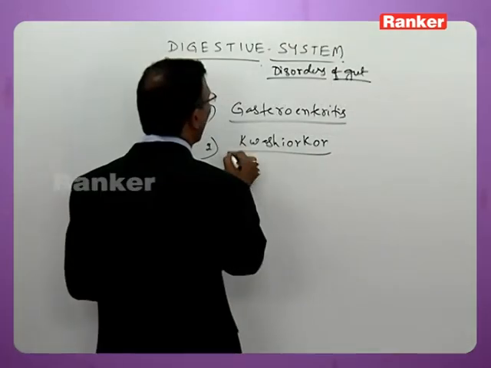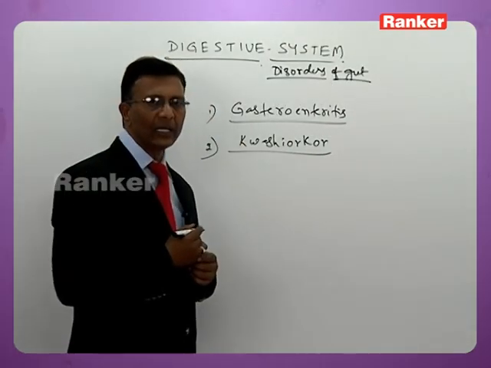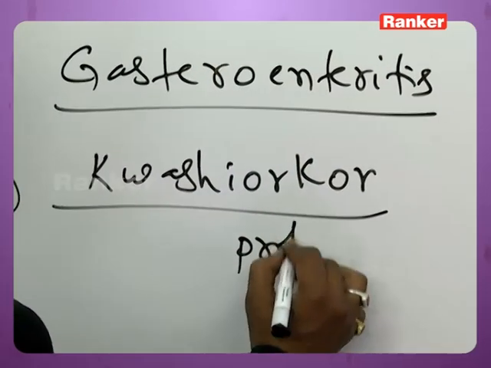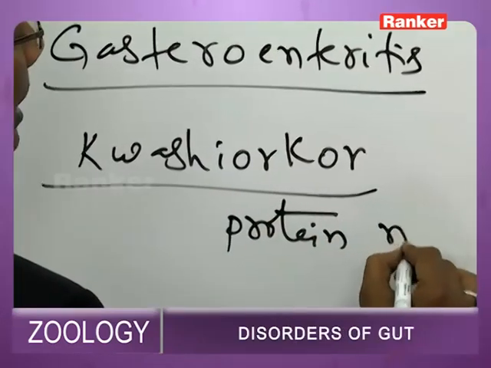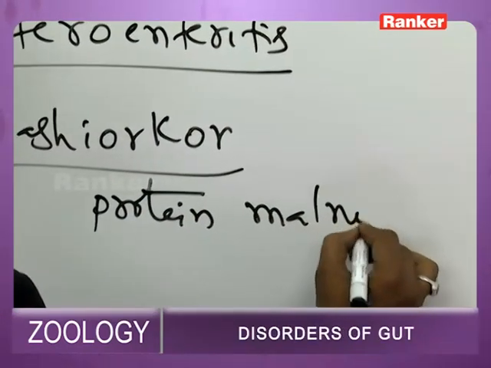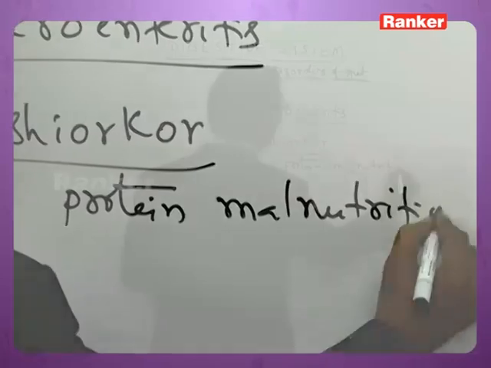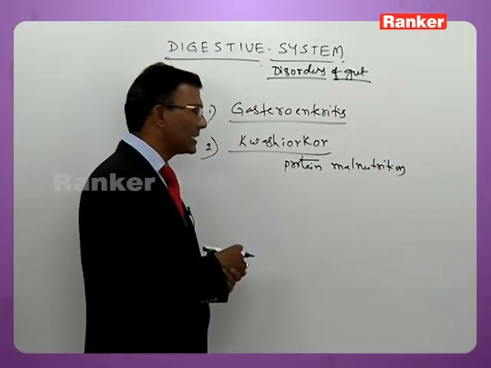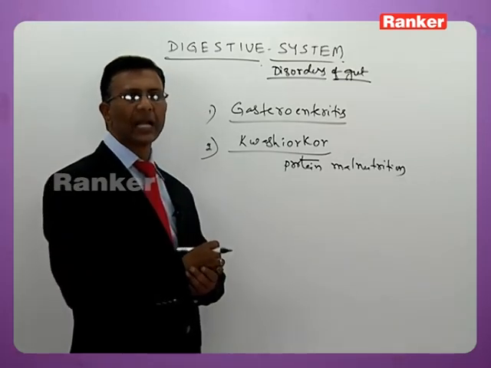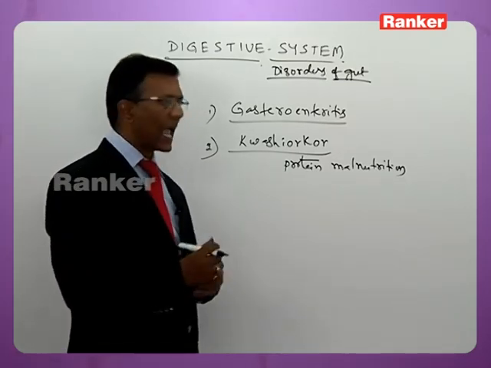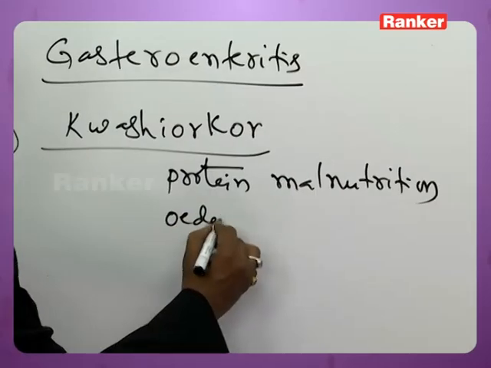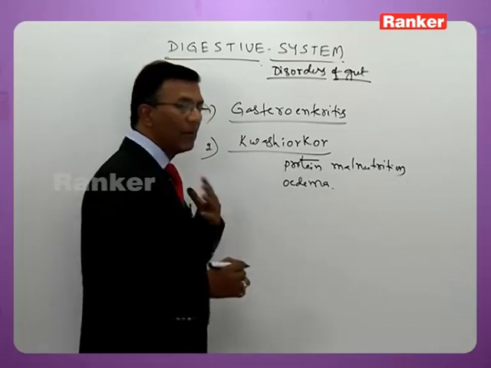Kwashiorkor crops up in children. It is mostly due to protein malnutrition. Because of deficiency of proteins in the diet, children suffer from a characteristic disorder called Kwashiorkor. The characteristic symptom of Kwashiorkor is edema, edema of the entire body.